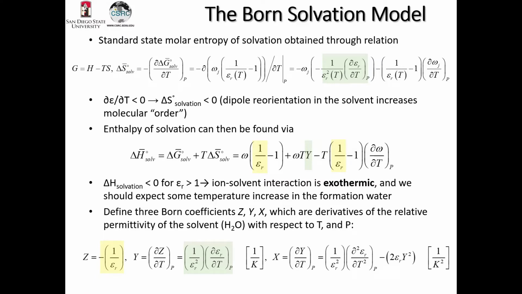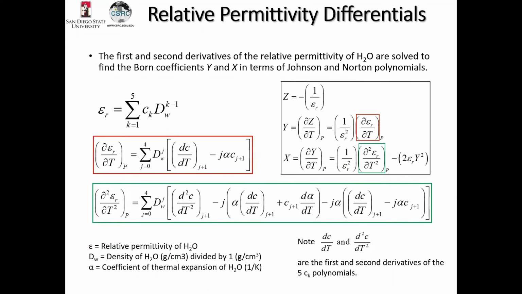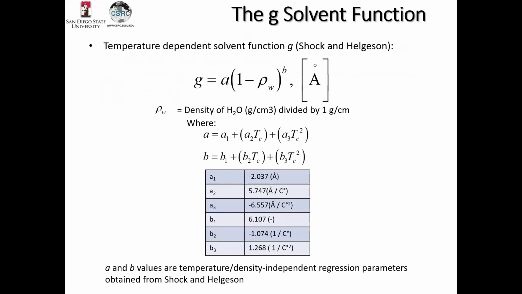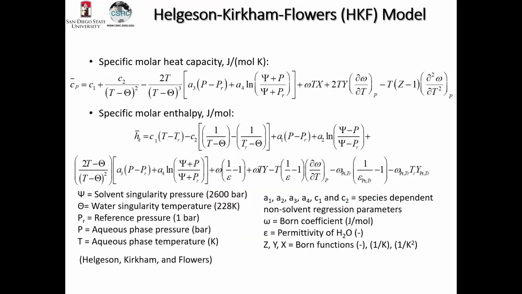So that would cause heating of the formation water. Okay, so these are the differentials that you can compute, and there's the model for permittivity using the polynomials. We can construct these differential terms, and we have our G solvent function, which I'll show you in a second, which is a function of temperature and pressure. So this is the G solvent function by Schock and Helgeson. And this allows us to compute the rest of the terms needed for enthalpy and entropy.